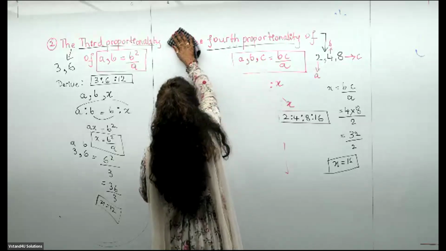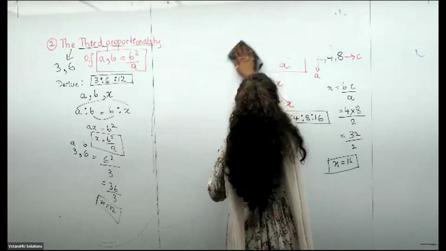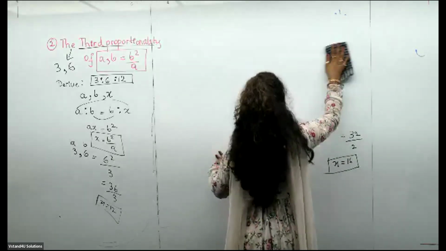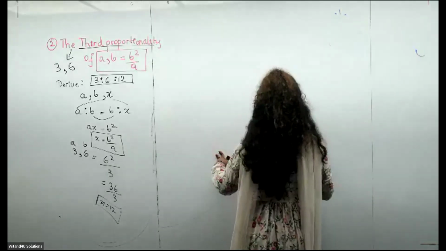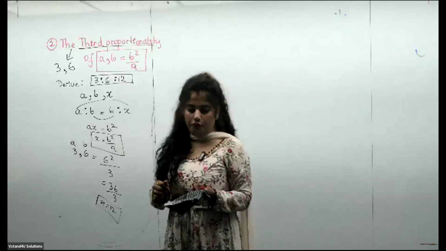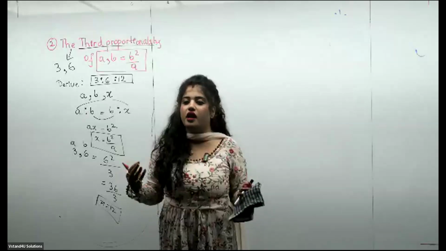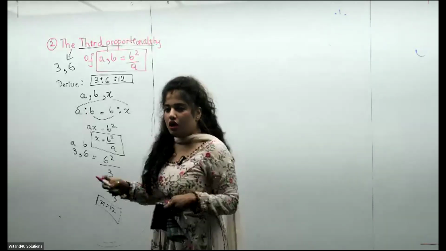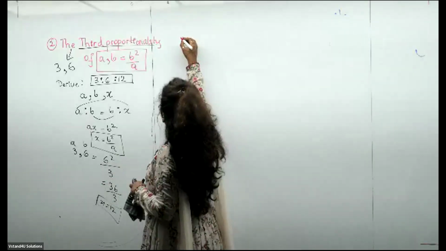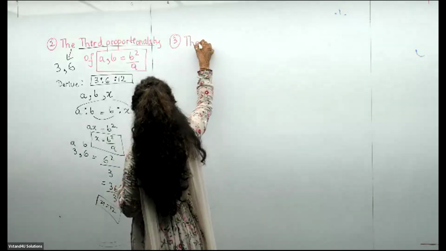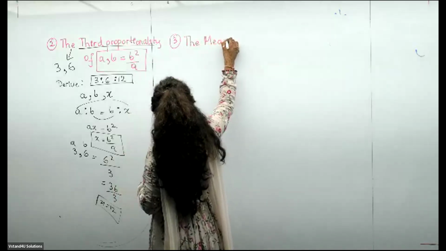Guys, copy this down. I am not writing it simply. Based on this only, you will be calculating the ratio and proportion. So till now, you saw two types of proportions, that is fourth proportion and third proportion. Now let us see the mean proportion.